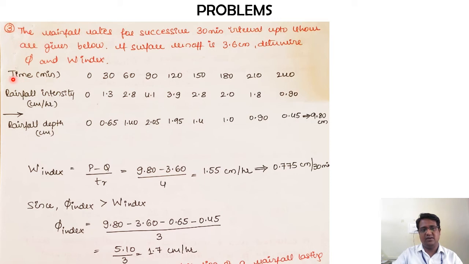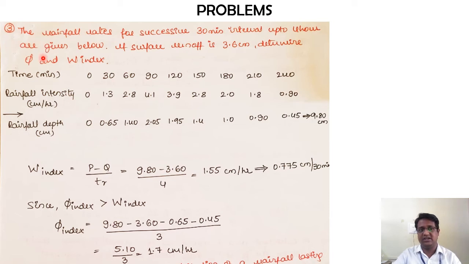Now time in terms of minutes is 0, 30, 60, 90, 120, 150, 180, 210 and 240 minutes. Similarly, rainfall intensity is in centimeters per hour: 0, 1.3, 2.8, 4.1, 3.9, 2.8, 2, 1.8 and 0.9. The intensities are given in terms of centimeters per hour, but the interval is only half an hour, that is 0.5 hour. Keep that in your mind to understand the question.